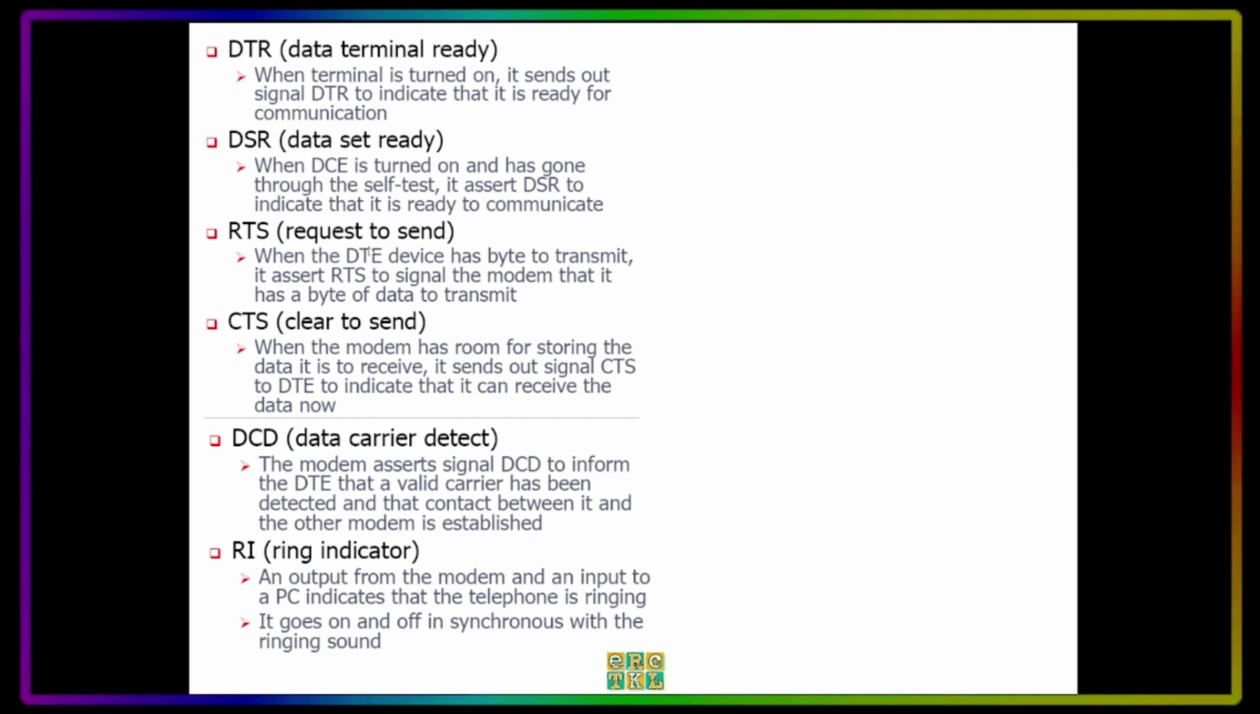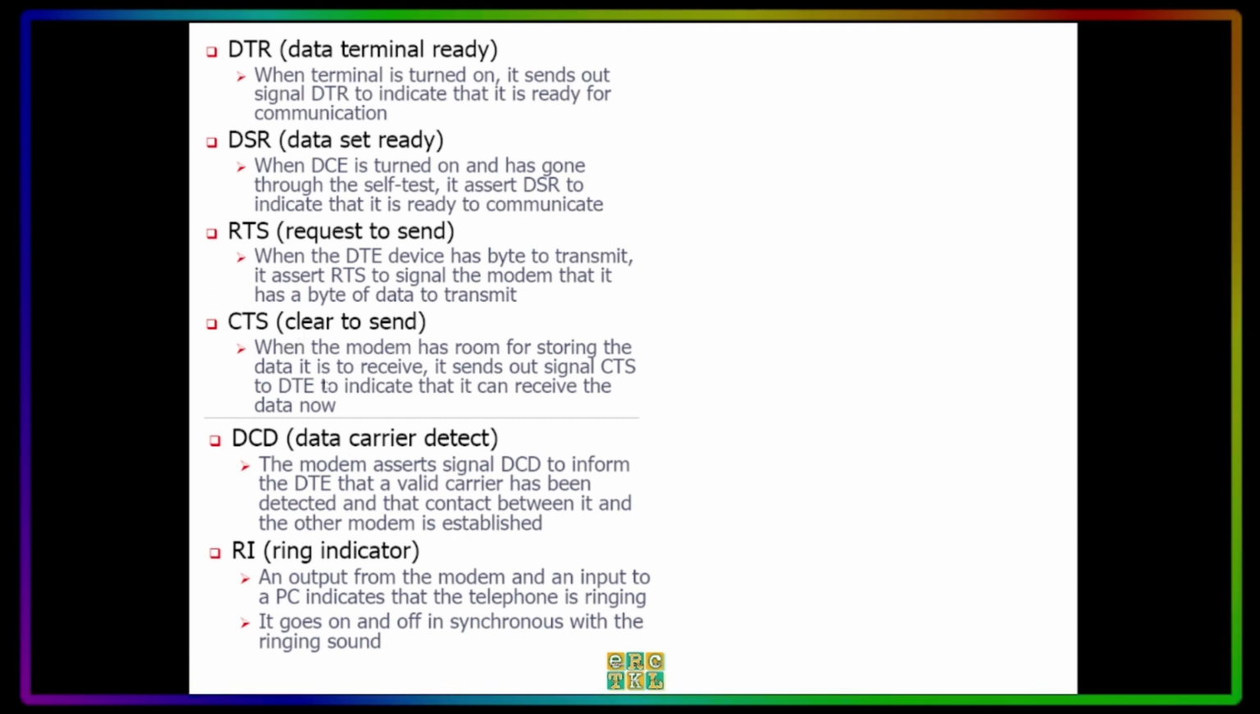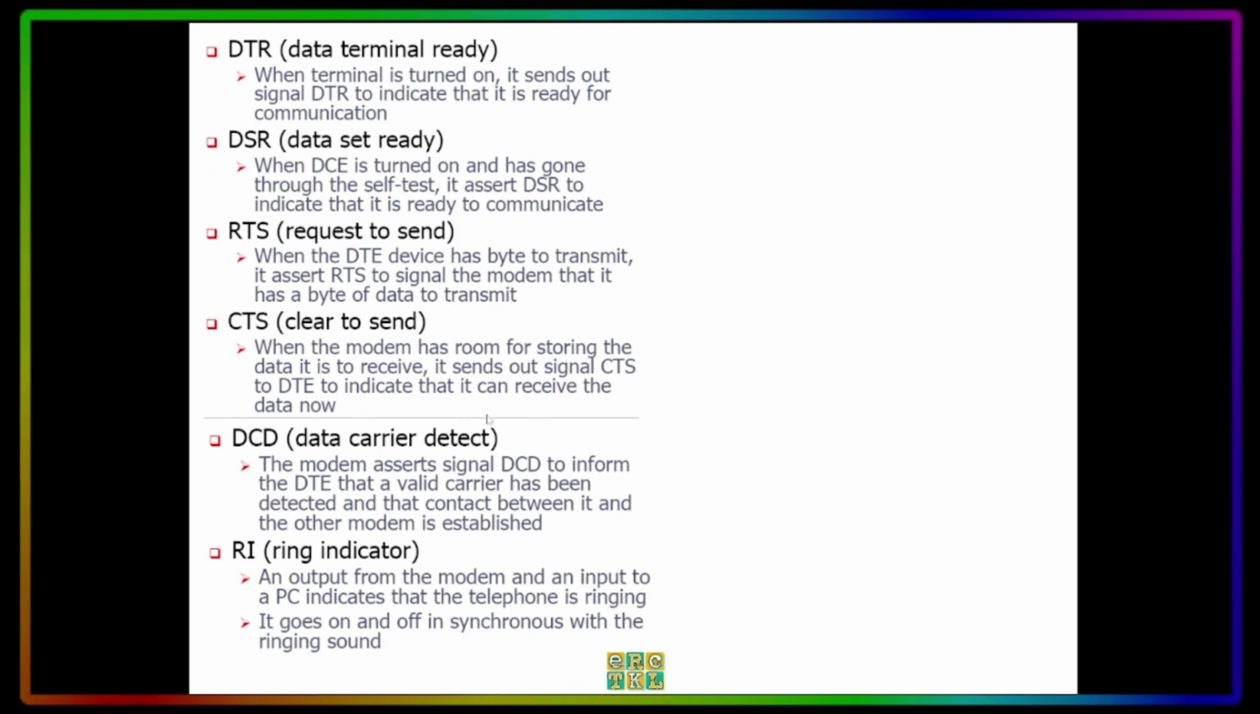RTS means request to send, and when the DTE device has a byte to transmit, it asserts or calls RTS to signal the modem that it has a byte of data to transmit. CTS stands for clear to send, and this time when the modem has room for storing the data it is to receive, it will send out signal CTS to the DTE to indicate that it can receive the data now.